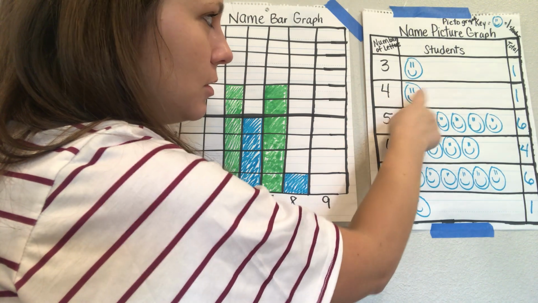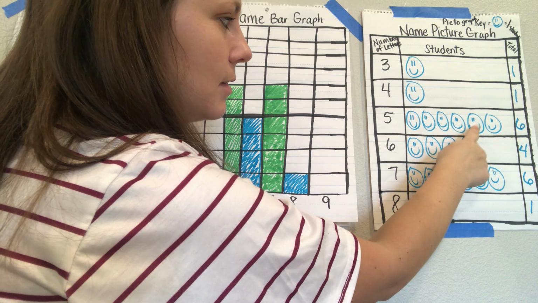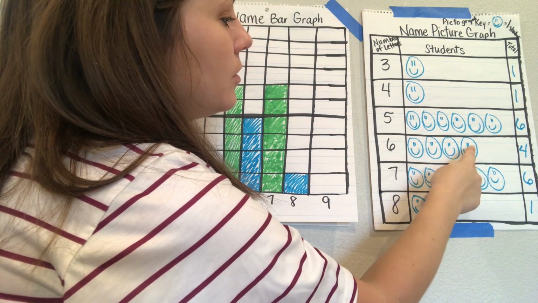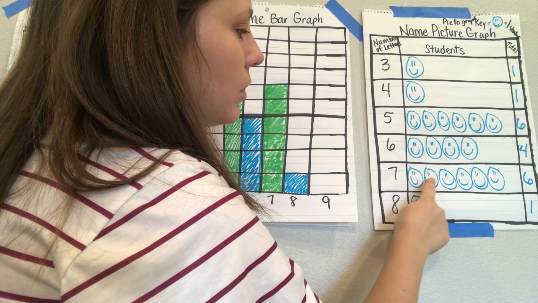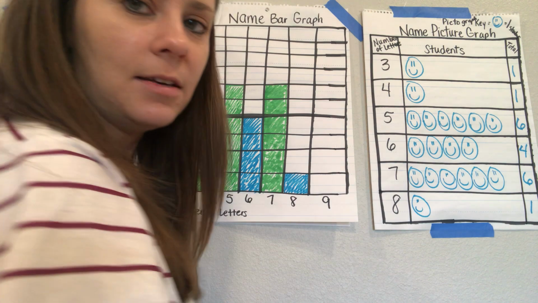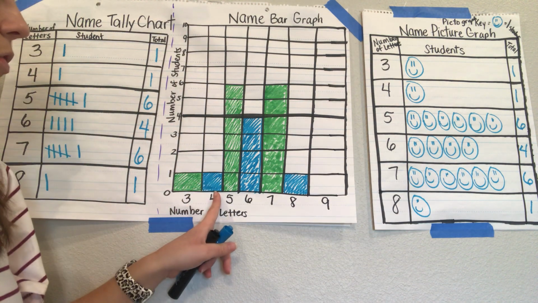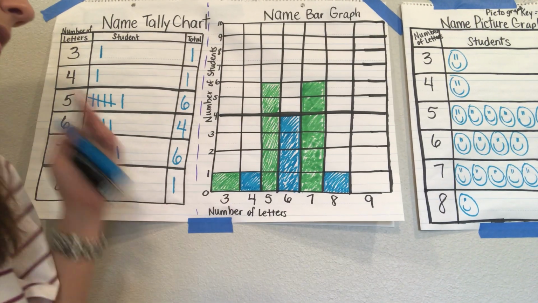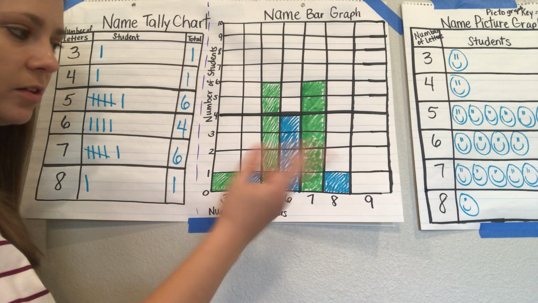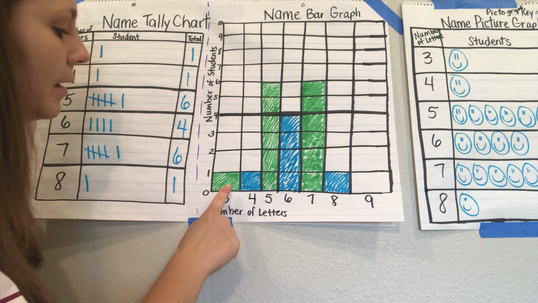1, 2, 3, 4, 5, 6, 7, 8, 9, 10, 11, 12, 13, 14, 15, 16, 17, 18, 19. So 19 people were surveyed. You could also check this by counting on the bar graph. You could count all of the different bars that you colored in. So let's see if it also has 19. It should if we did this correctly.